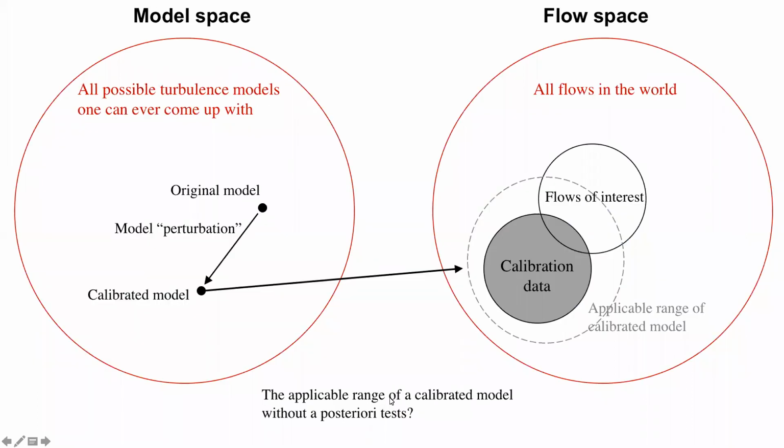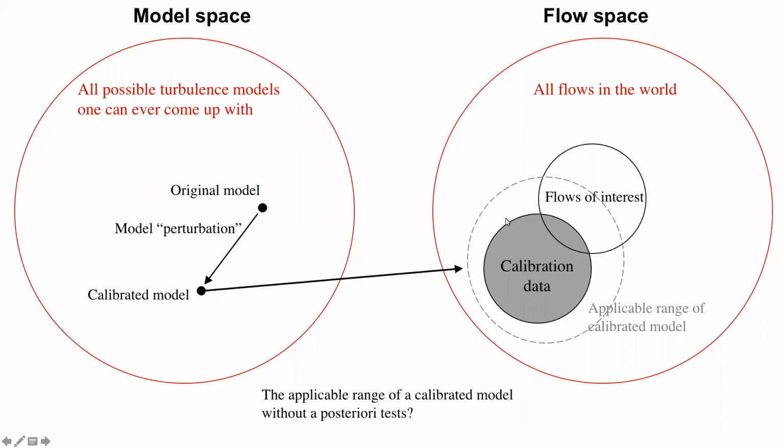The problem I'm going to talk about today concerns two spaces: the model space and the flow space. A point in the model space is a RANS model, and all the points become all possible turbulence models one can ever come up with. A point in the flow space represents a flow in the physical world, and all those flows become all flows in the world.